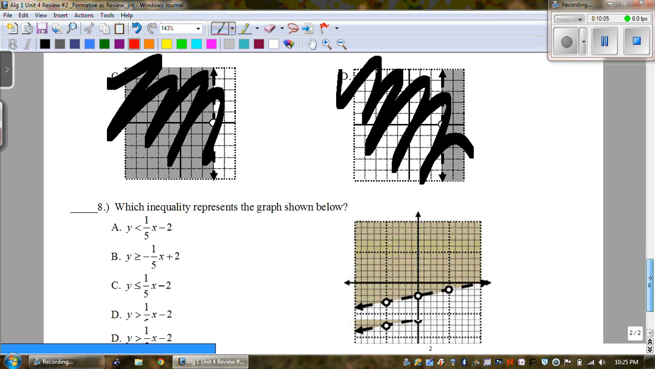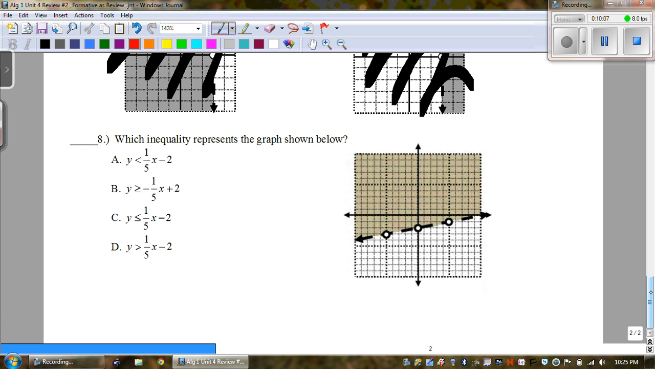Alrighty, last one. Which inequality represents the graph shown below? So a couple things we need. We need to know what the slope is, what the y-intercept is, if it's solid or dashed, and above or below. So let's start with the slope.